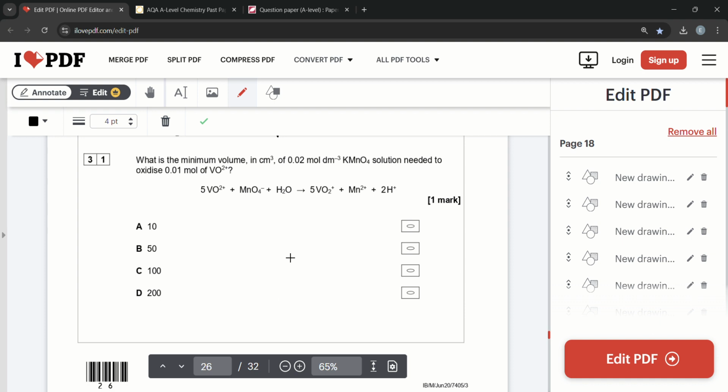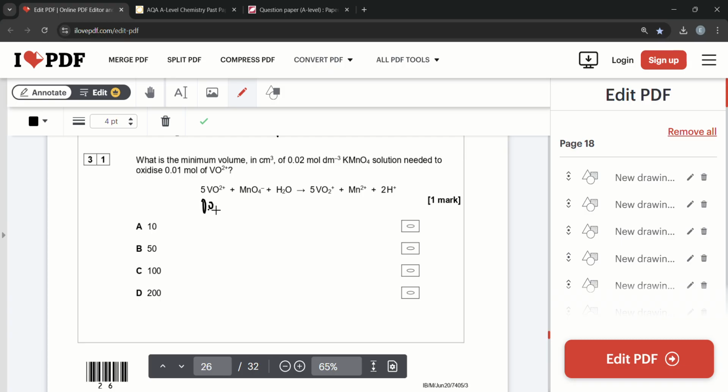What is the minimum volume in centimeters cubed of this much we needed to oxidize that much of VO2 plus? I really didn't like this question, but if we break it down, we're given the minimum volume in centimeter cubed of that much of KMnO4 you need to oxidize that much of VO2 plus. So we're trying to find out the volume of KMnO4 solution we needed to oxidize this many moles of this.